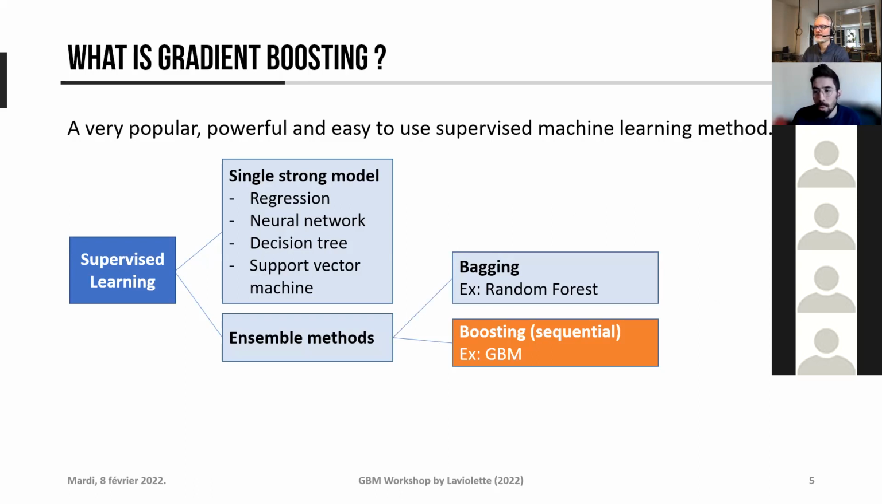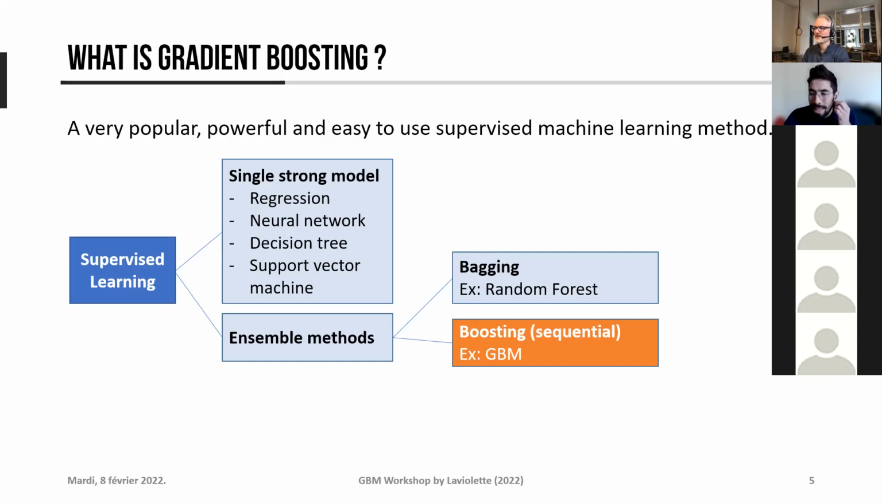Random forest works by building an ensemble of deep independent decision trees where the prediction is averaged over the entire ensemble. GBM is slightly different. It works by building an ensemble of shallow, weak, successive decision trees where each tree learns from the previous tree in the ensemble. I'll explain this a bit later in the next slides.